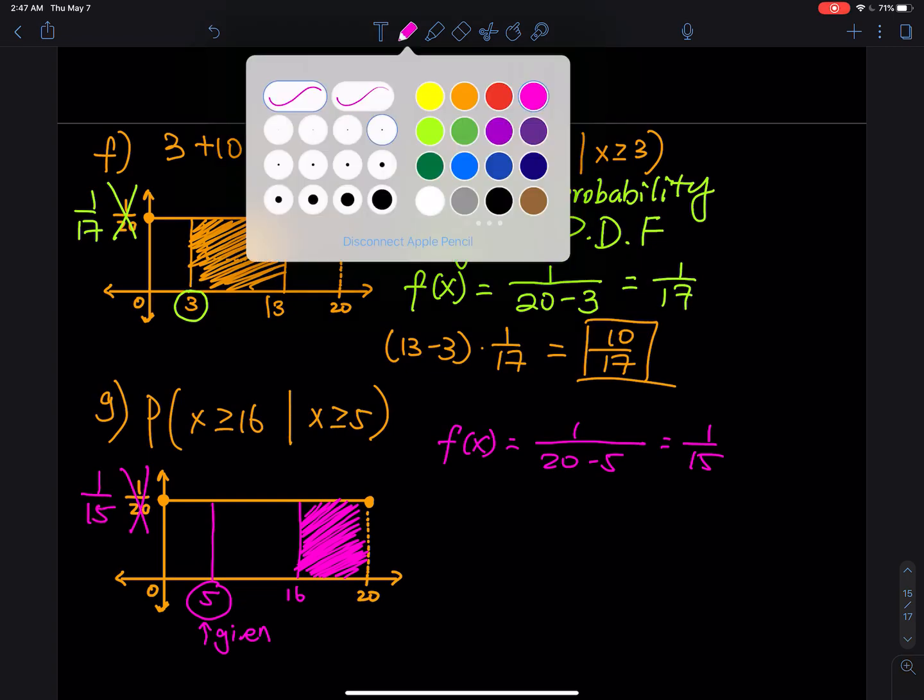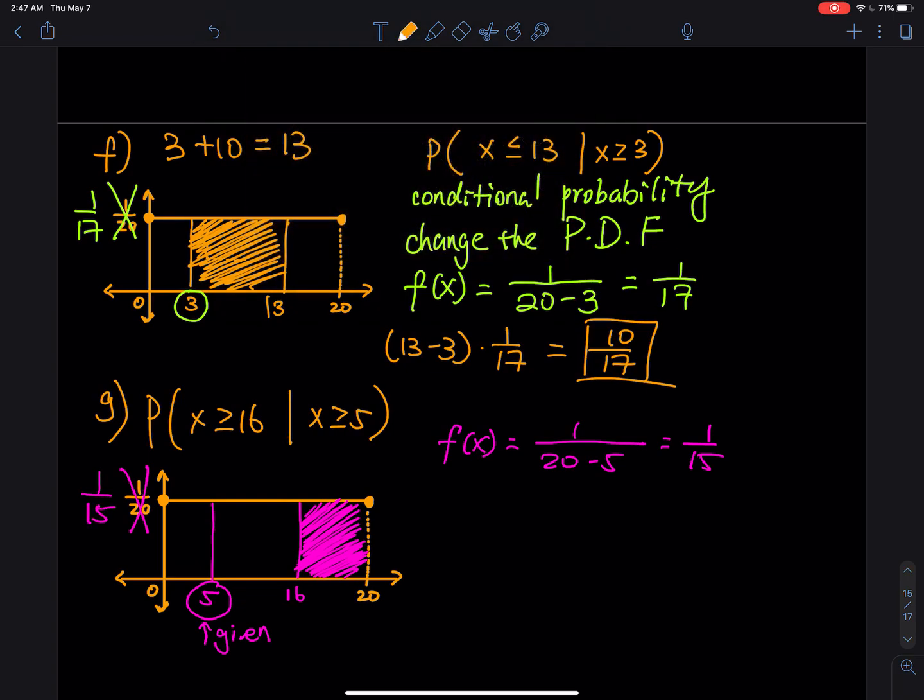So we turn to the problem. We have 20 minus 16, that is the base of the rectangle or square, whatever you like to call, times 1 over 15, so that is 4 divided by 15. Now the job is done. So that is the end of part G. And then I have 2 more parts for you because I can't predict the amount of space I need to show my work.